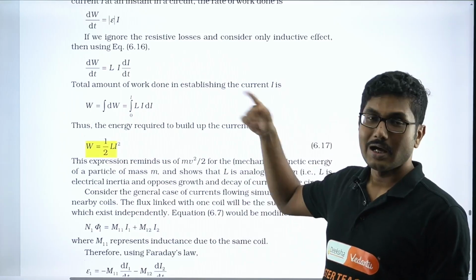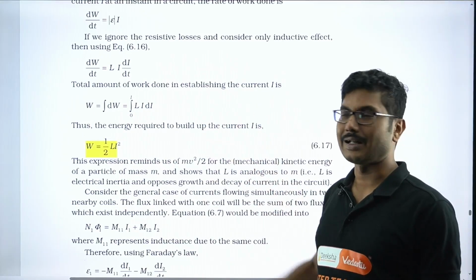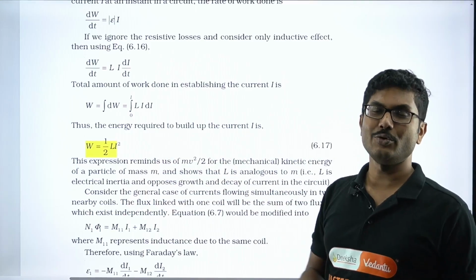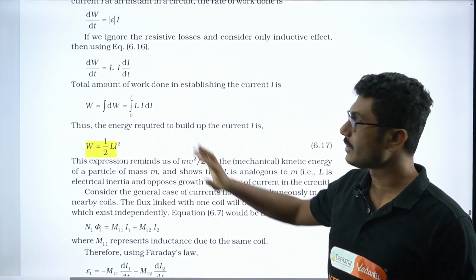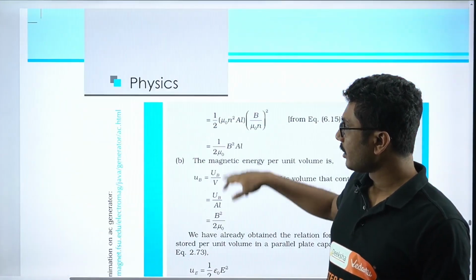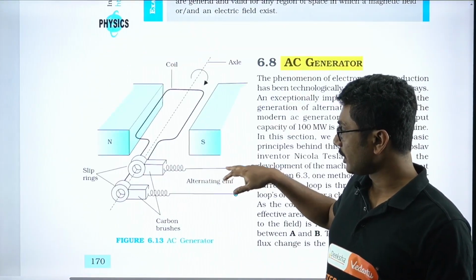So if you have an inductor and you want to build up a current I in that circuit, the work done that you have to do is given by half Li square. So very important. Based on that, questions come in the competitive exam.